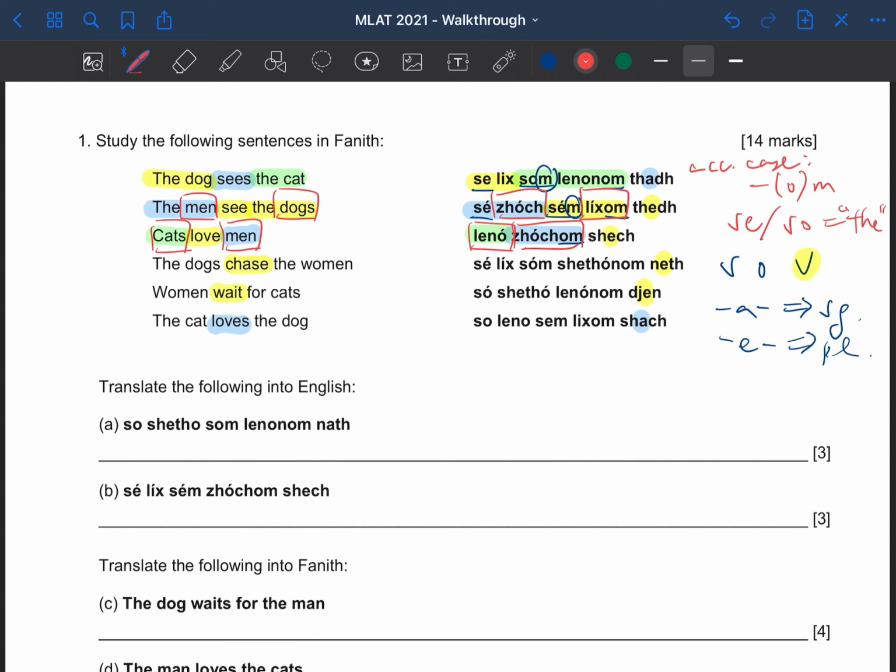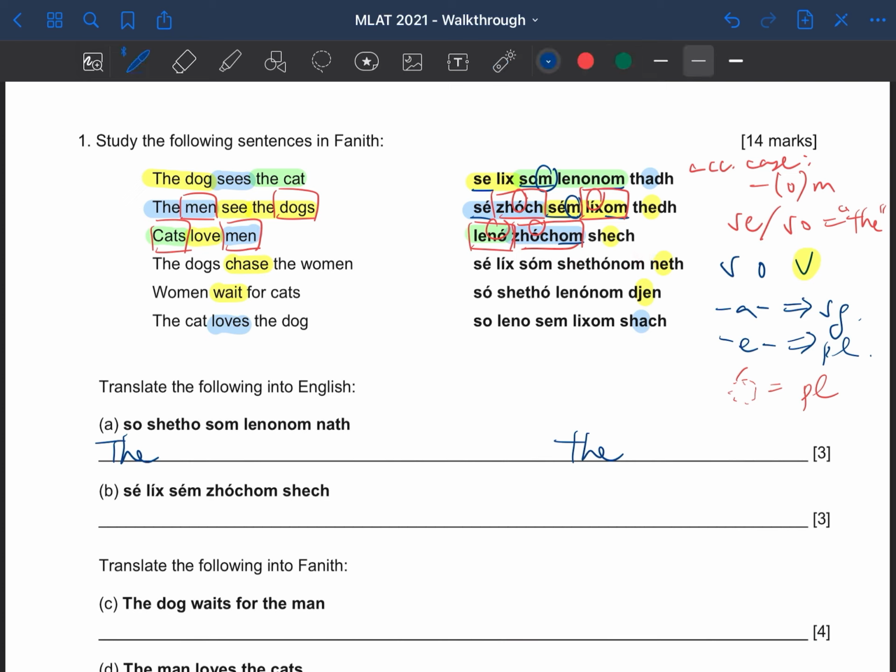So their similarity is that they all have the accents. Right, so accents mean that it's plural noun. And now we can solve the problem. So for so, shethor, som, lenonom, nav, we know that it is subject-object verb, so we have the something, and the something. We have shethor here in the right-hand side, it is the woman.